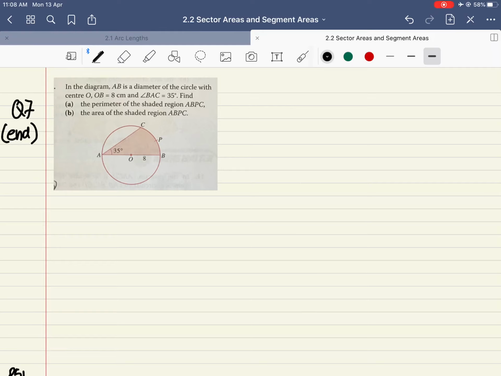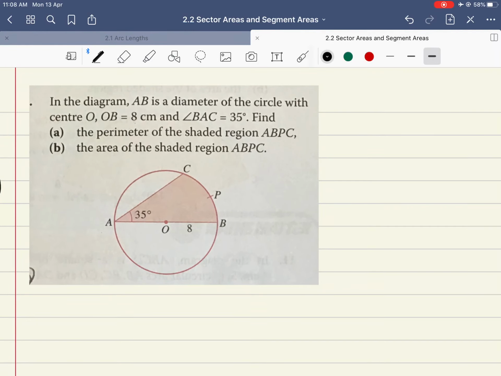Okay, we are now at the last question, which is question 7. Think again, it looks similar again. First, find the perimeter of the shaded region ABPC. Okay, so maybe you can think of it again. What I did in the previous question in the try it was to divide out the diagram. So same thing, I will divide it out here.